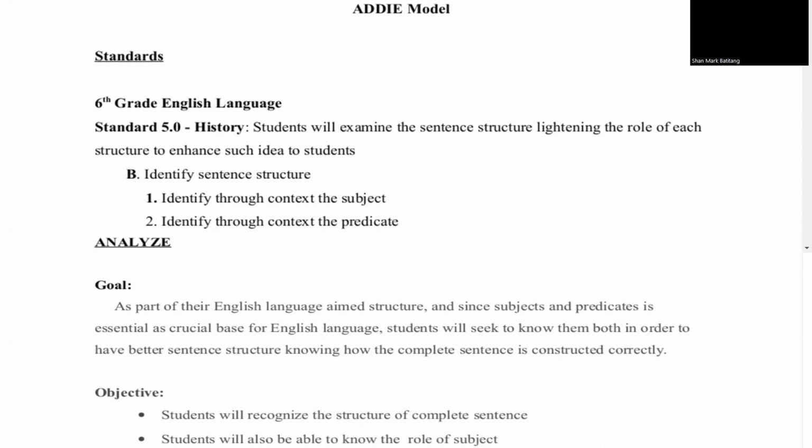First, for the analysis. Goal, it's part of their English language structure, and since subjects and predicates are essential as a crucial base for English language, students will seek to know them both in order to have better sentence structure, knowing how the complete sentence is constructed correctly. For the objectives, students will recognize the structure of a complete sentence. Students will also be able to know the role of the subject.